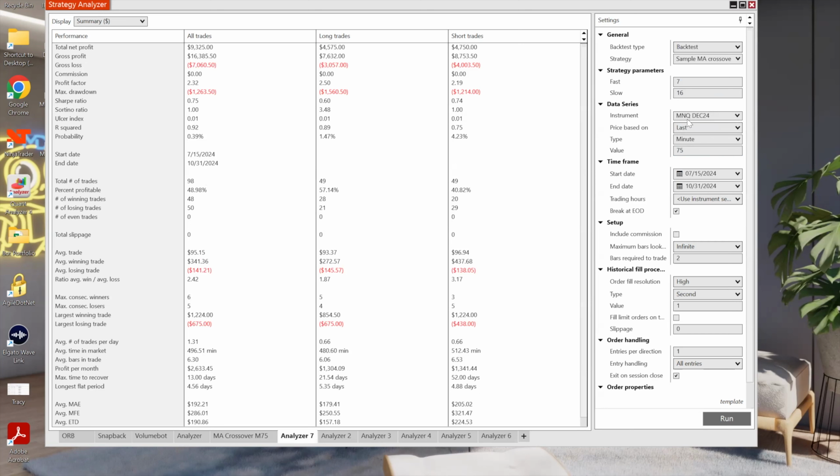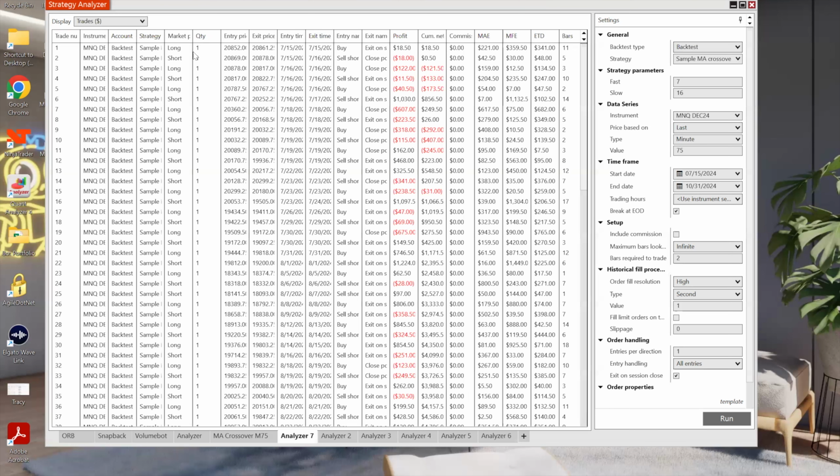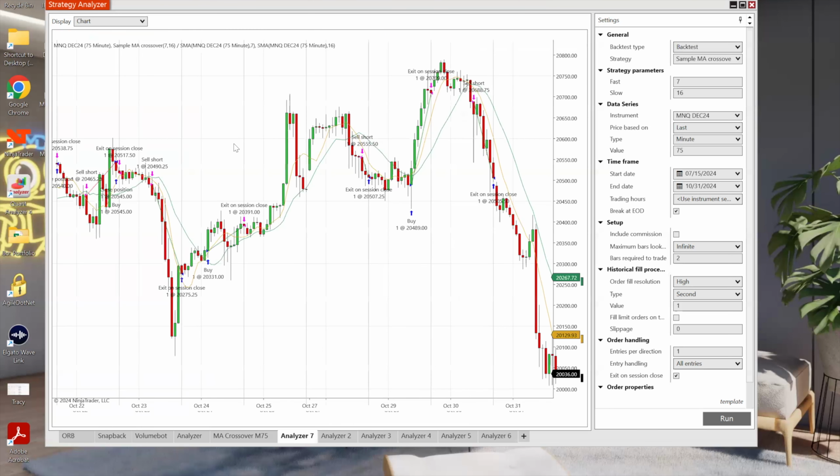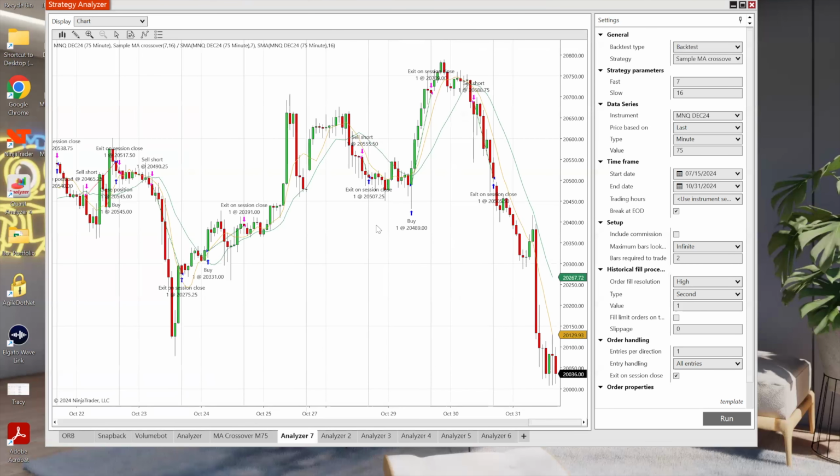So again, in this case, we have a 7 and a 16 fast and slow moving average. We're going to look at our trades. These are just simple trades charted on the chart. You'll see just simple moving averages. Again, at the end of the day, we're pretty much just going to cash, locking in gains, and waiting for the next signal.